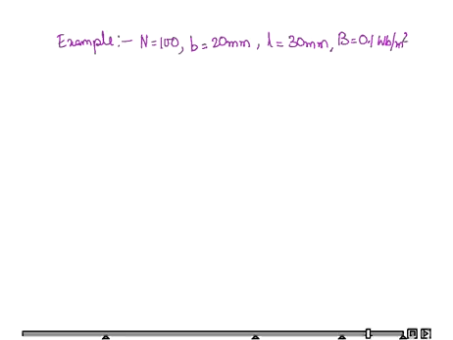Calculate the deflecting torque when carrying a current of 10 milliampere. That means current I is given, it is 10 milliampere. Calculate the deflection if the control spring constant is 2 into 10 to the power minus 6 Nm per degree. That means Ks, spring constant, is given, 2 into 10 to the power minus 6 Nm per degree.